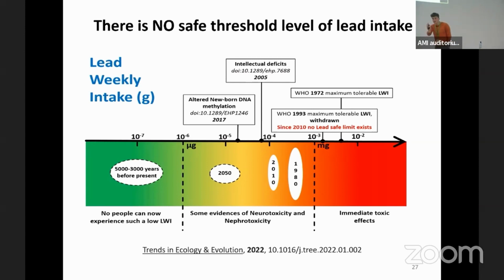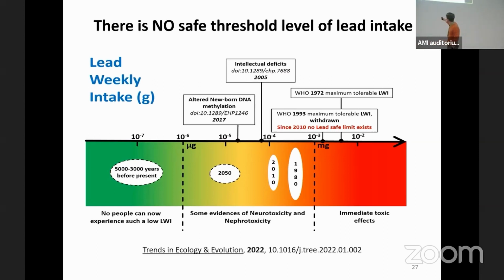And there is no doubt that being here is not safe, because there's evidence of intellectual deficit for this level of lead exposure. So we all have an intellectual deficit. And there's evidence of DNA methylation, so it means cancer can derive from this level of lead exposure. Of course, if you go into the microgram level, you have immediate toxicity, but that's nothing relevant here.